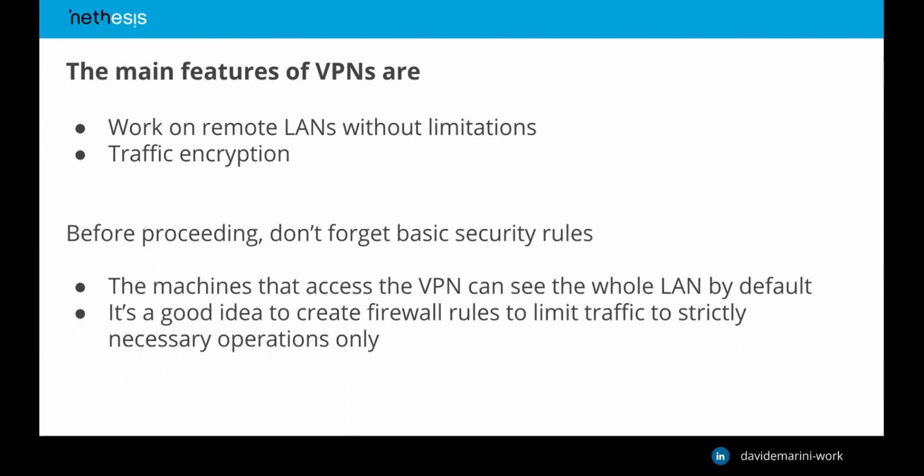The first one is the ability to access a remote network and operate exactly as if you were there. Another key feature is security related. All traffic in the VPN tunnel can't be seen from the outside thanks to encryption. Bear in mind that by default, VPNs offer access to the whole LAN, so when possible, try to limit traffic to what is strictly necessary by creating firewall rules.